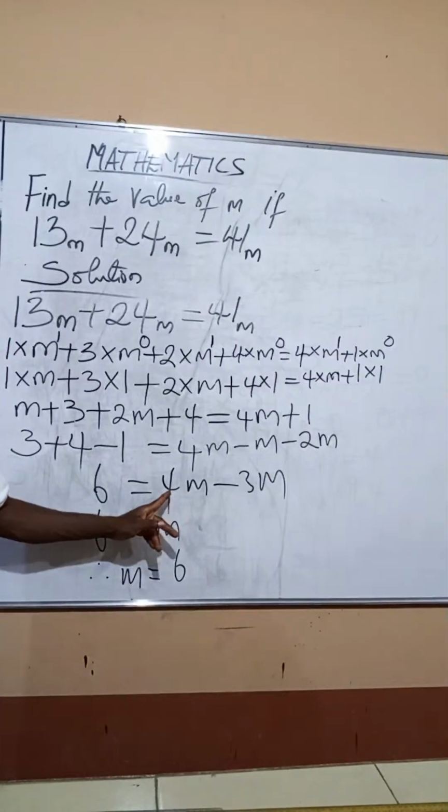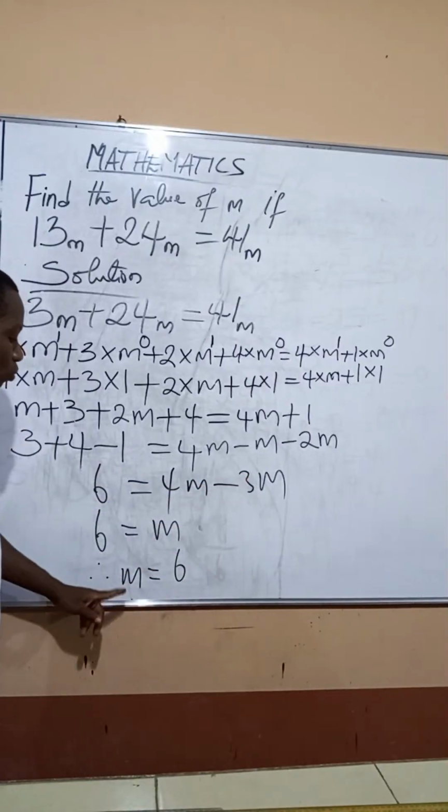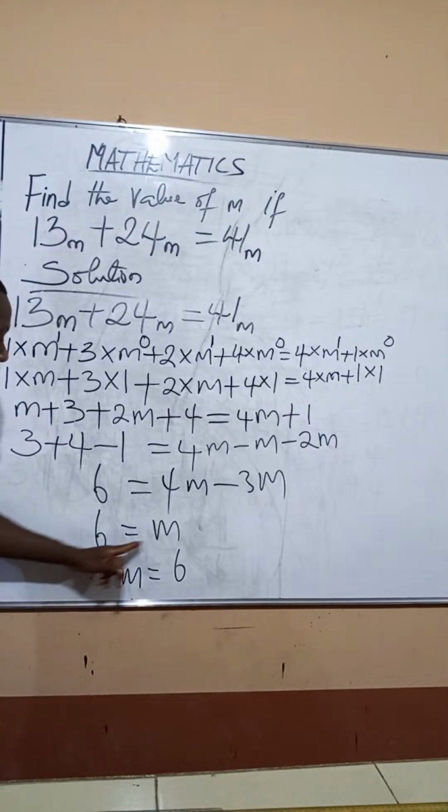So m is equal to 6, because 4m minus 3m is 1m, or m. Okay, that's what it is.